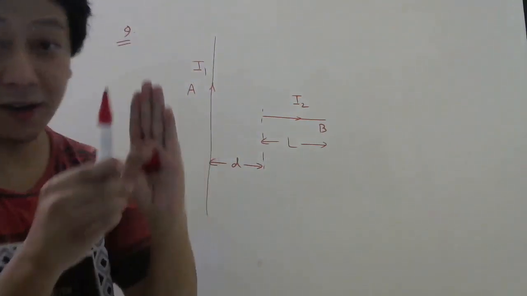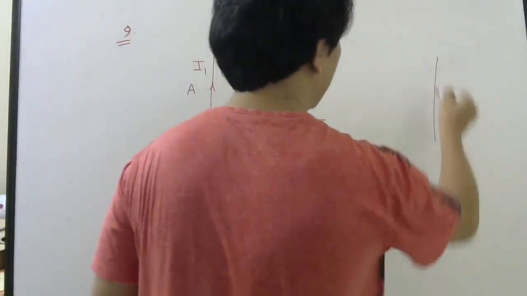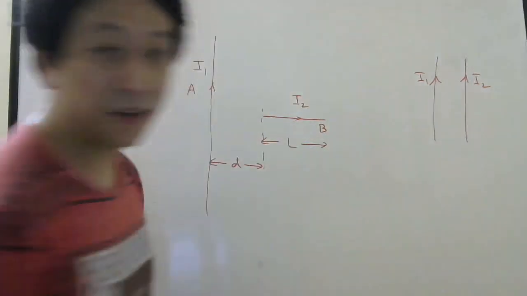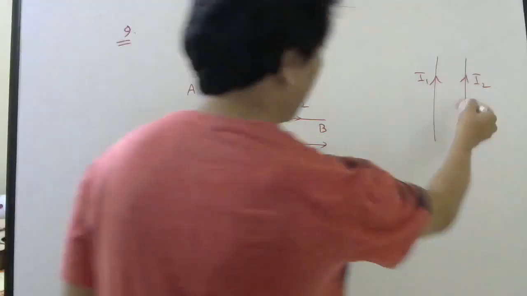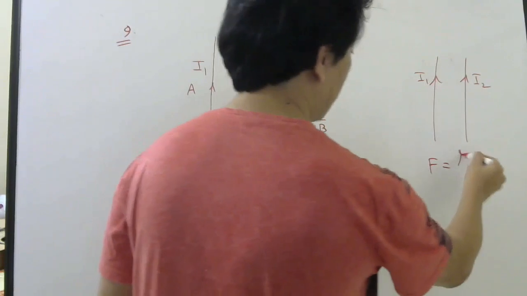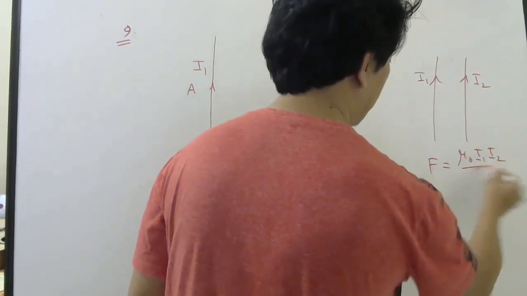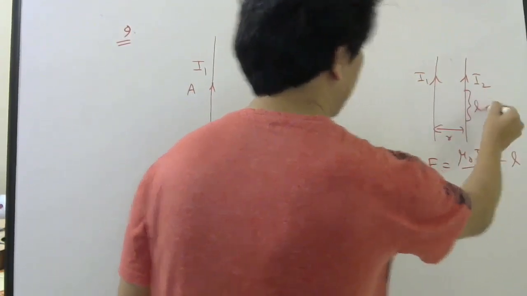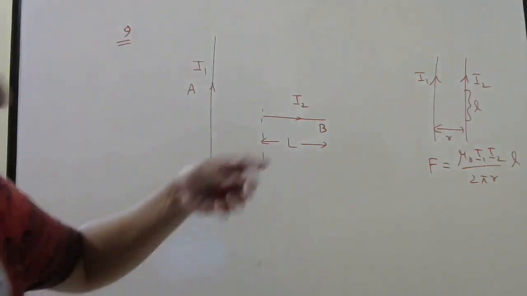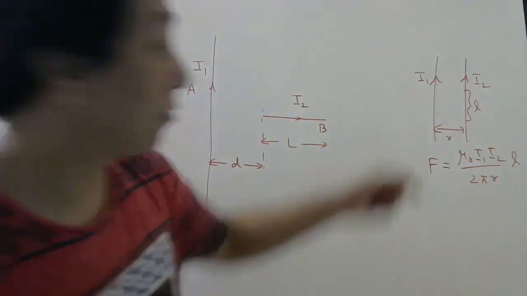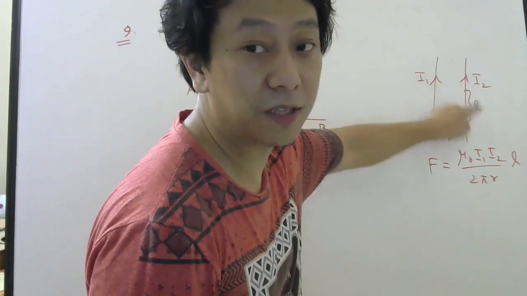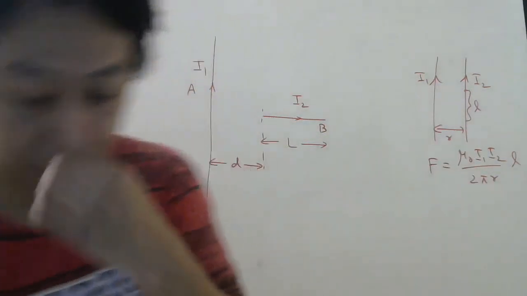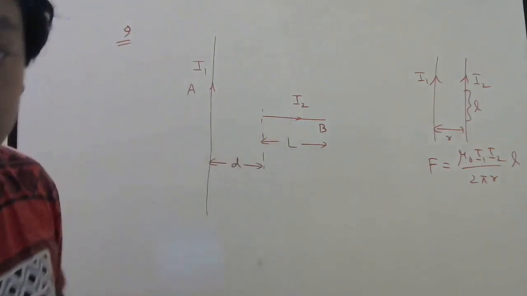Now this is not parallel wires. If you remember, for two very long parallel wires, the force on one wire by the other was mu naught I1 I2 by 2 pi r into L, where L is some part of the wire which you are using to find the force on. So if you want to find force on this part of the wire whose length is L, this is the force. This we have derived in our board syllabus. But here this wire is kept perpendicular.